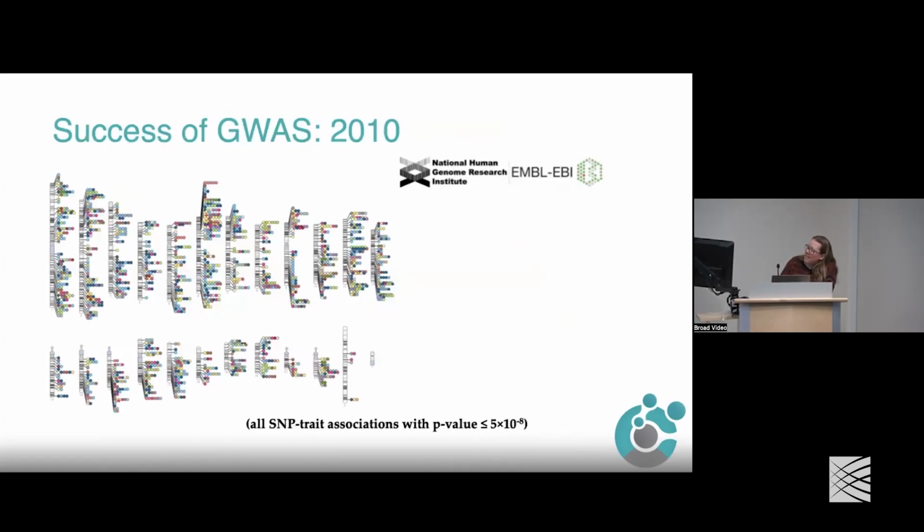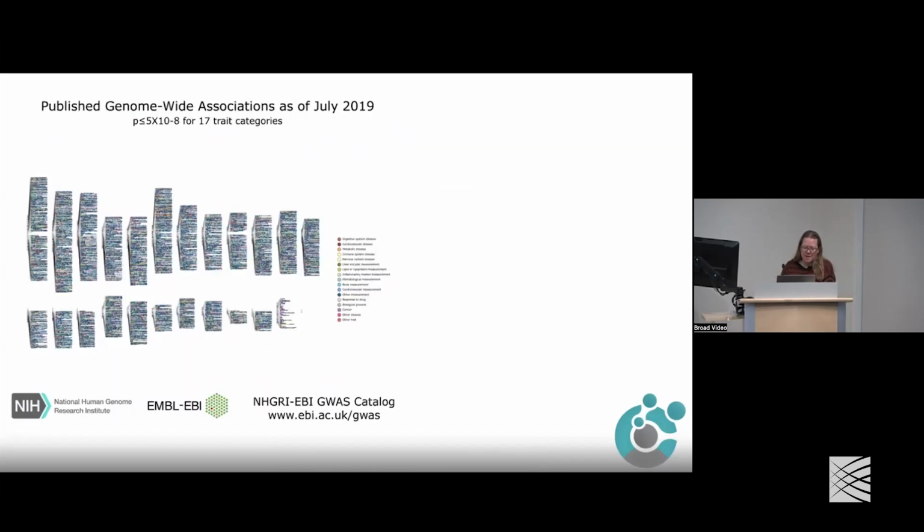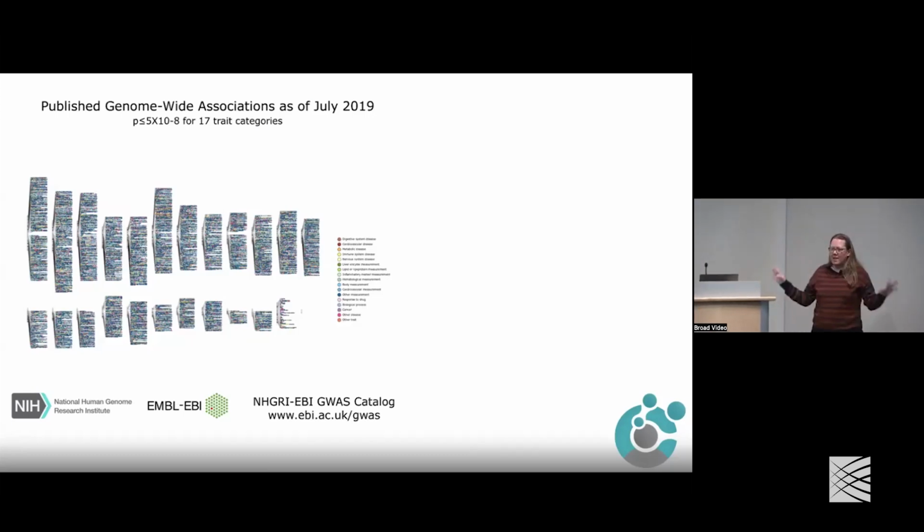So back in 2010, great, we're celebrating. We found some genetic variants that were associated with many different types of traits. In 2014, even better, this is good, we're gaining momentum. And in 2019, it's saturated. So many different groups across the world are doing genome-wide association studies on so many different traits.